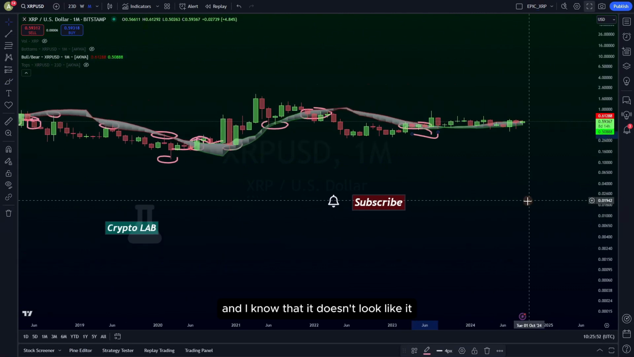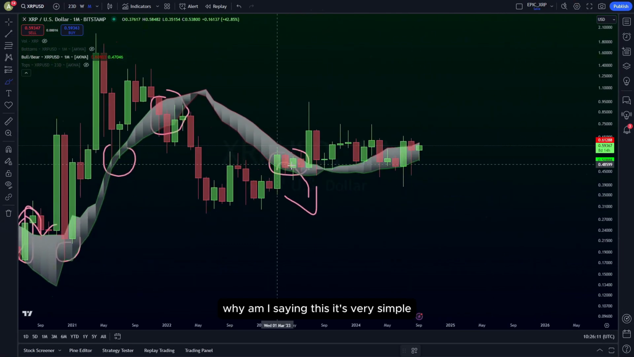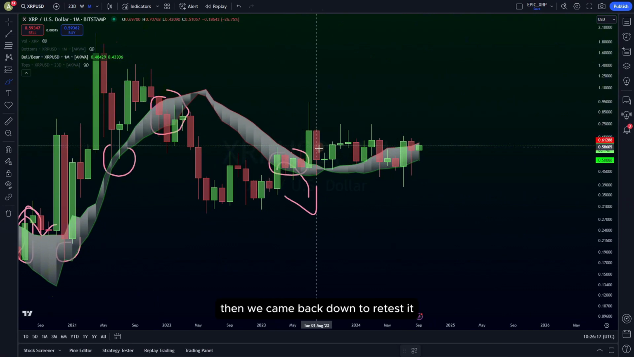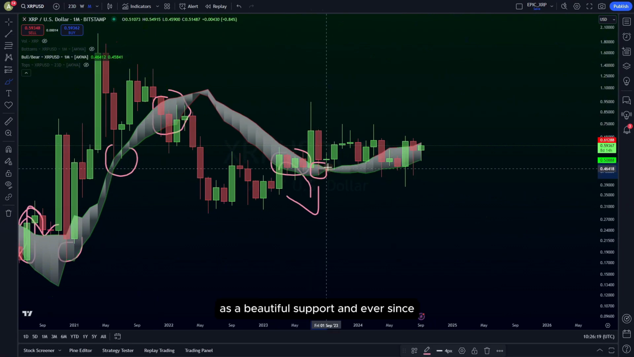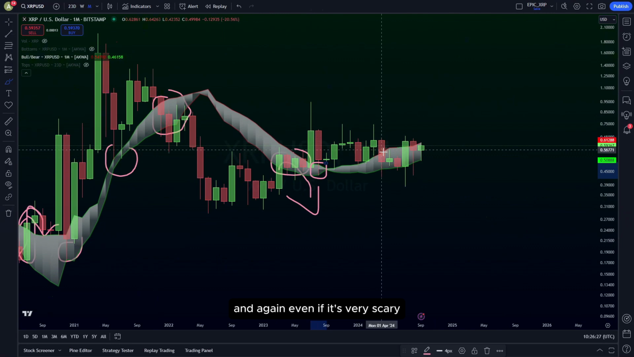And I know that it doesn't look like it, but XRP is still in a bull market. Why am I saying this? It's very simple. You see, we crossed it, then we came back down to retest it as a beautiful support, and ever since we've been using the band as a support again and again. And even if it's very scary when the price goes below the band, as long as we close the candle above the bottom of the band, we are good.